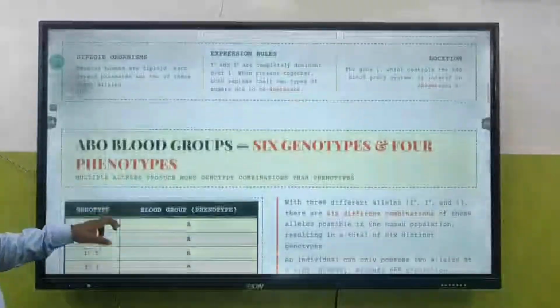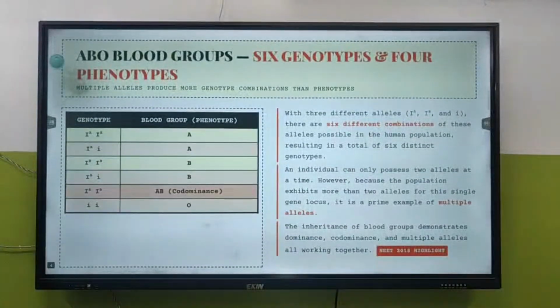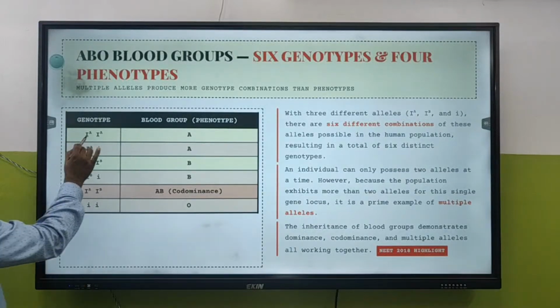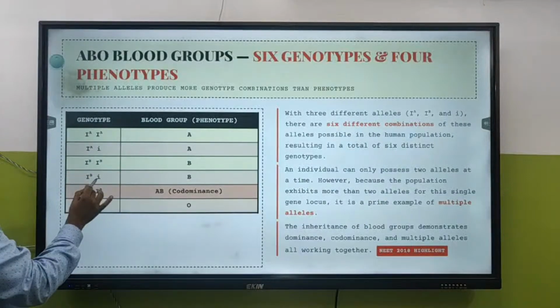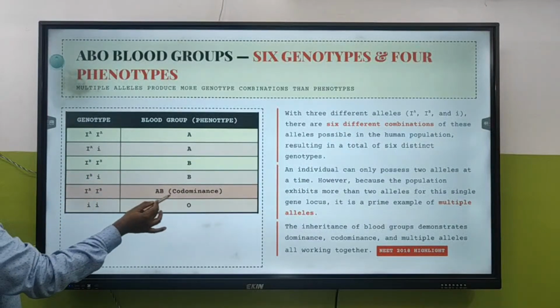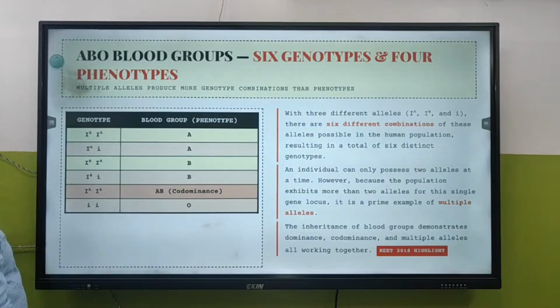Okay, ABO blood group: 6 genotypes and 4 phenotypes. So what are the genotypes? IA IA, blood group A. IA IO, A. IB IB, B. IB IO, B. IA IB, codominance, AB. IO IO, O.